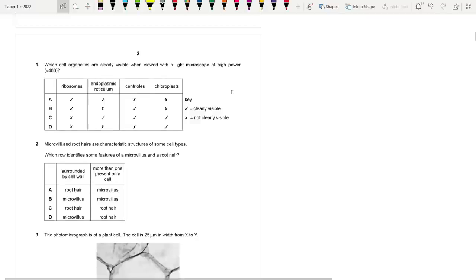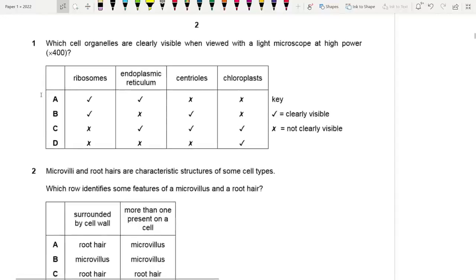Starting with question number 1. What do we have? Which cell organelles are clearly visible when viewed with a light microscope at high power? Ribosomes cannot be seen. Remember that, okay? Ribosomes cannot be seen with a light microscope. So we're excluding A and B. We can see chloroplasts though. Yeah, so C and D are possible.